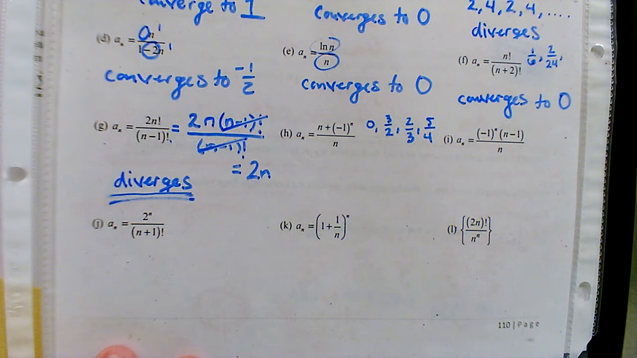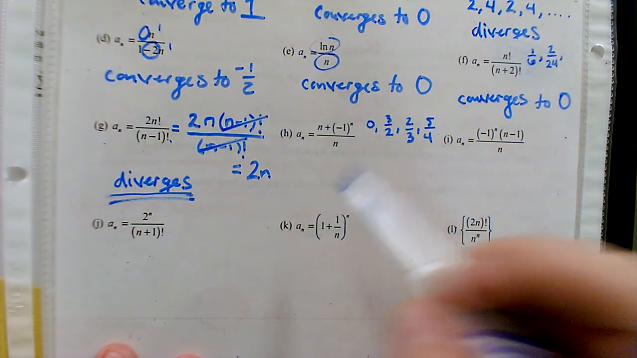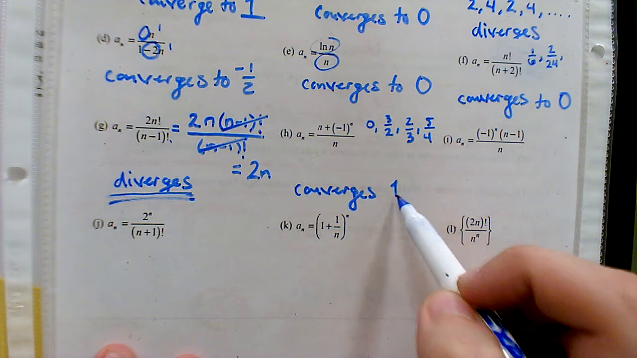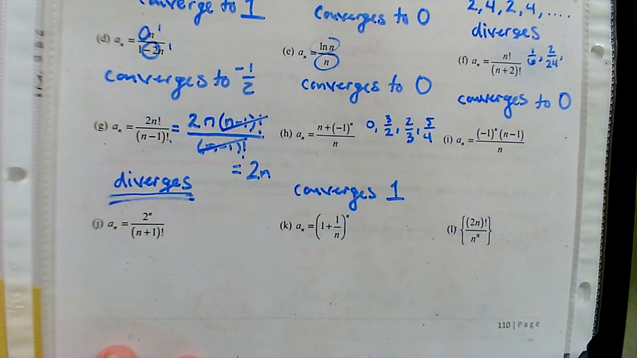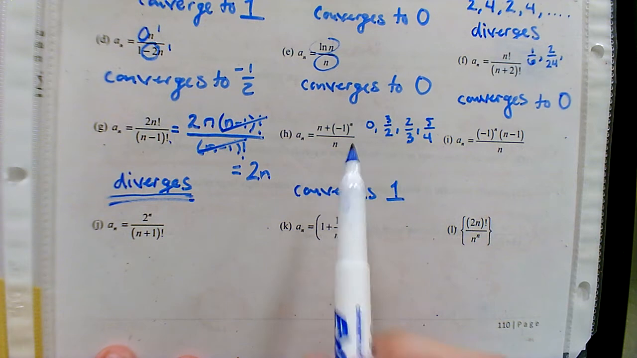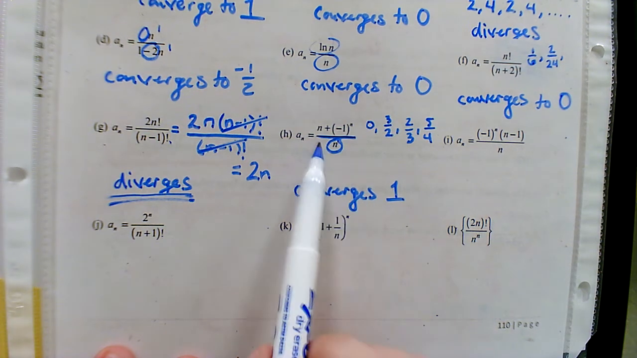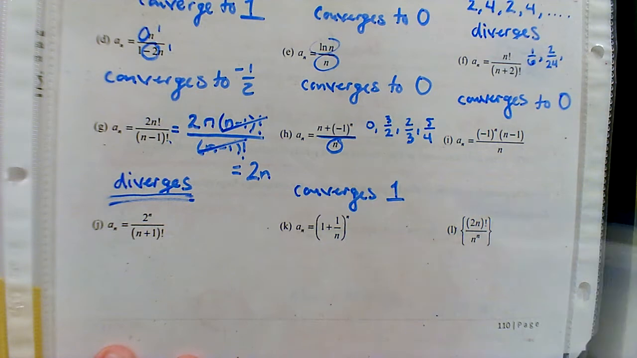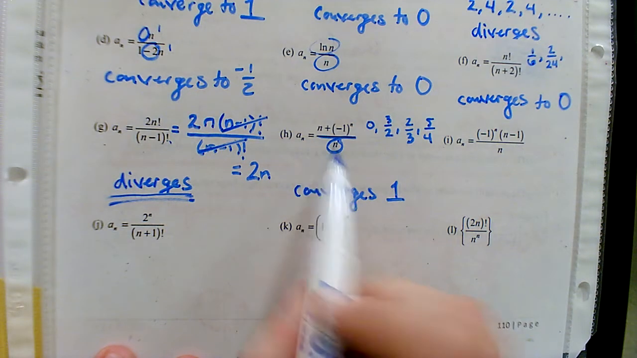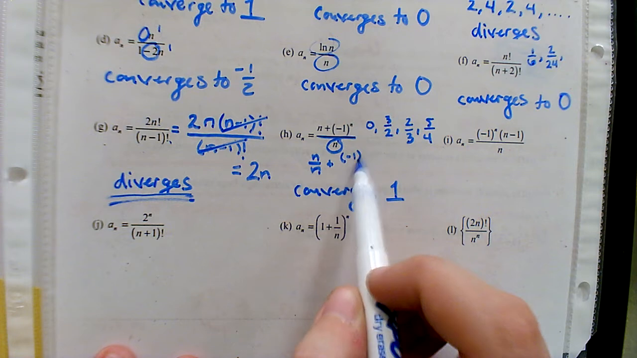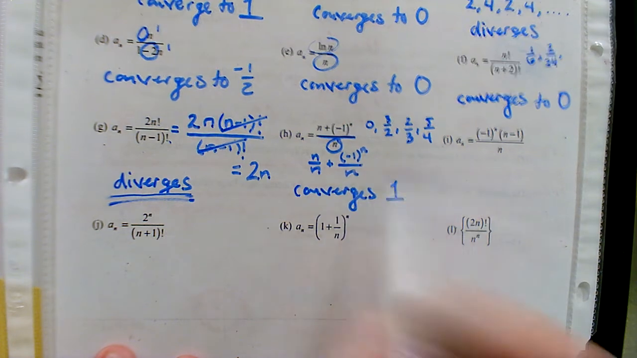What do you think? Yeah? Does it converge to 1? It converges to 1. Okay, so you might have to go a little deeper to see it, but let's take a look at this algebraically to see where this is coming from. Whenever you are dividing by one term, we can break up the fraction up top. For instance, this would be n over n plus negative 1 to the n power over n.